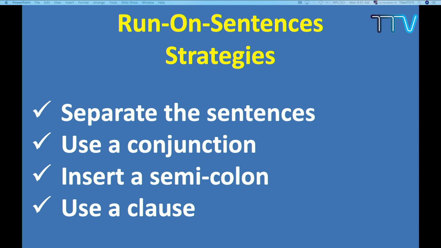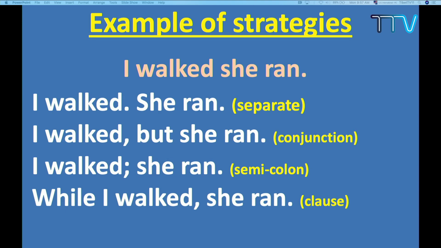So in order to understand better, let us look at an example. For example, "I walked, she ran." Now you can clearly see there are two sentences, although they are very short. We have got subject, predicate, no object. "I walked." "She ran." So you see two sentences.